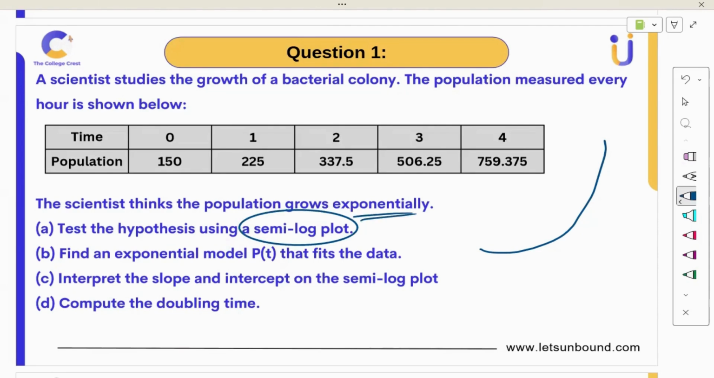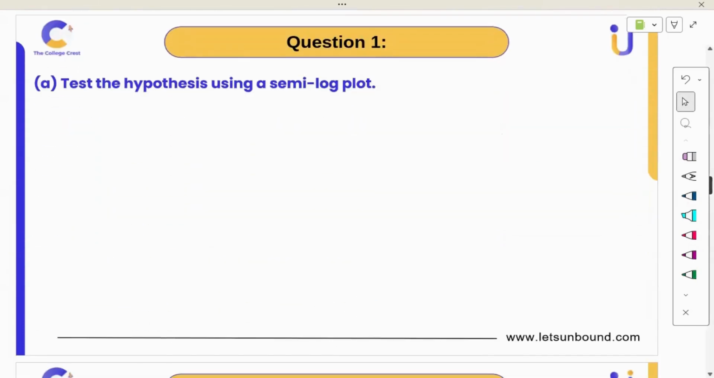He thinks that it grows exponentially. So in a semi-log plot, it should represent a straight line, right? So let's go with that. Let's see how to solve. Many parts are there, so let's do them one by one. First, testing the hypothesis. He thinks it grows exponentially, right? So P of t, I'm just writing the general exponential model function, e to the power of some k, the growth factor, and it depends upon time, right?